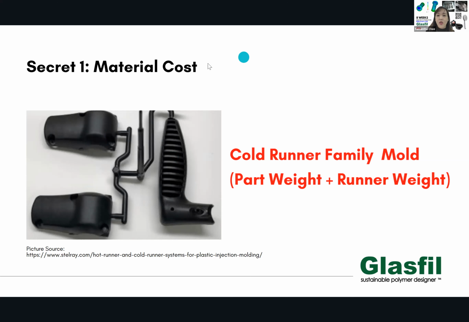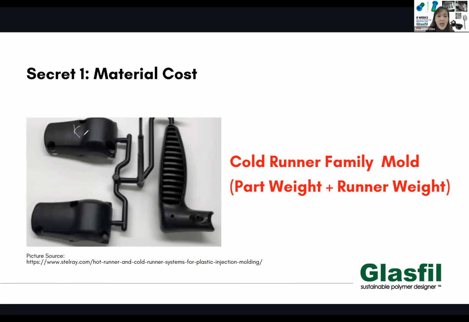Let me write it down so that you can understand it more clearly. This is 10 gram, and this is another 10 gram. And the sister is 15 gram. So how much is your part weight? It's 10 gram, 10 gram, and 15 grams, so altogether 35 grams. And if your runner weight is 5 gram, then the total shot weight is going to be 40 grams altogether.